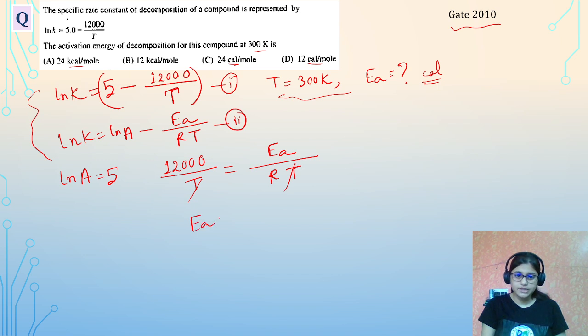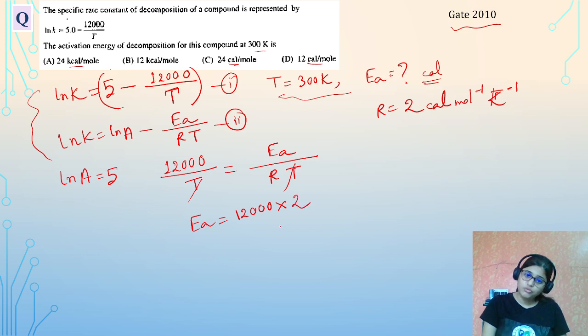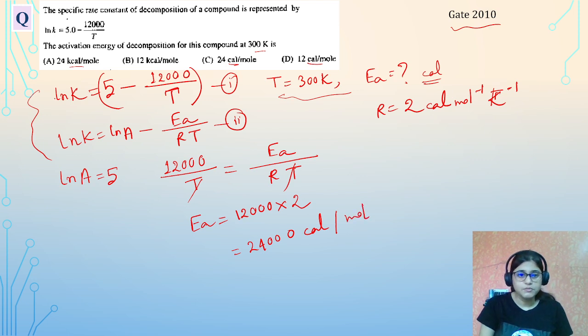Now EA will be 12,000 into R. R here we should use the calorie value, which is almost 2 calorie per mole per Kelvin. Sorry, per Kelvin. So it will be 2, right? It will be 24,000 calorie per mole. So in the options, if you see 24,000 is not here. Okay. So we have to convert it to kilocalorie. So we have to divide it with 1000 and we get kcal per mole. 24 kcal per mole. Okay. This will be that.